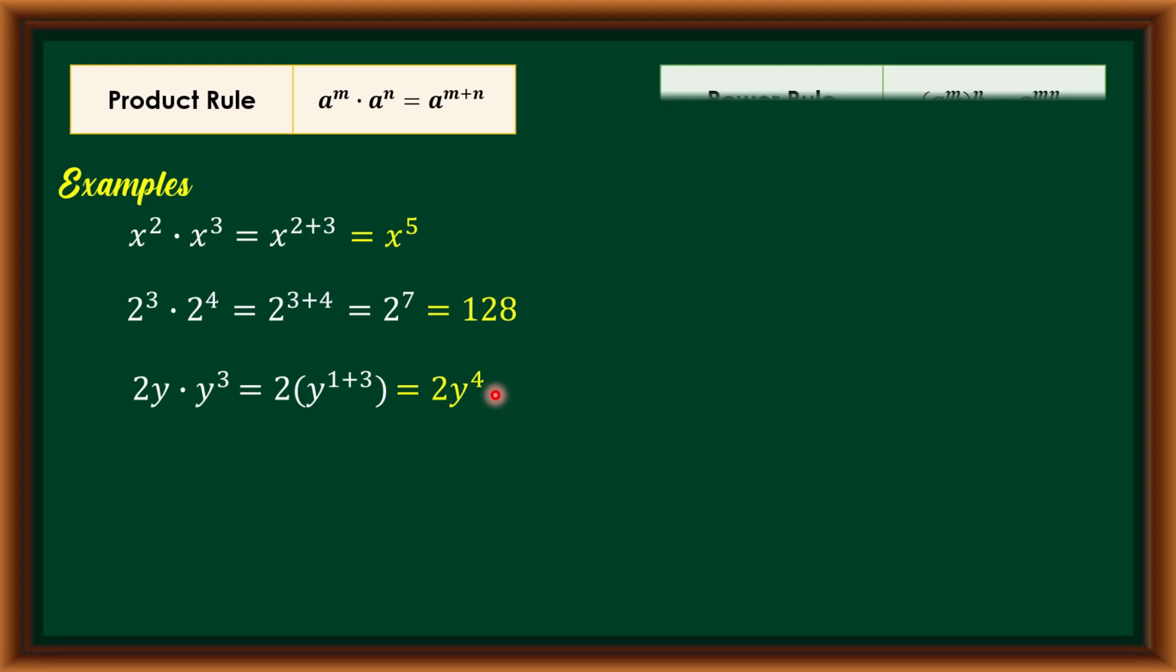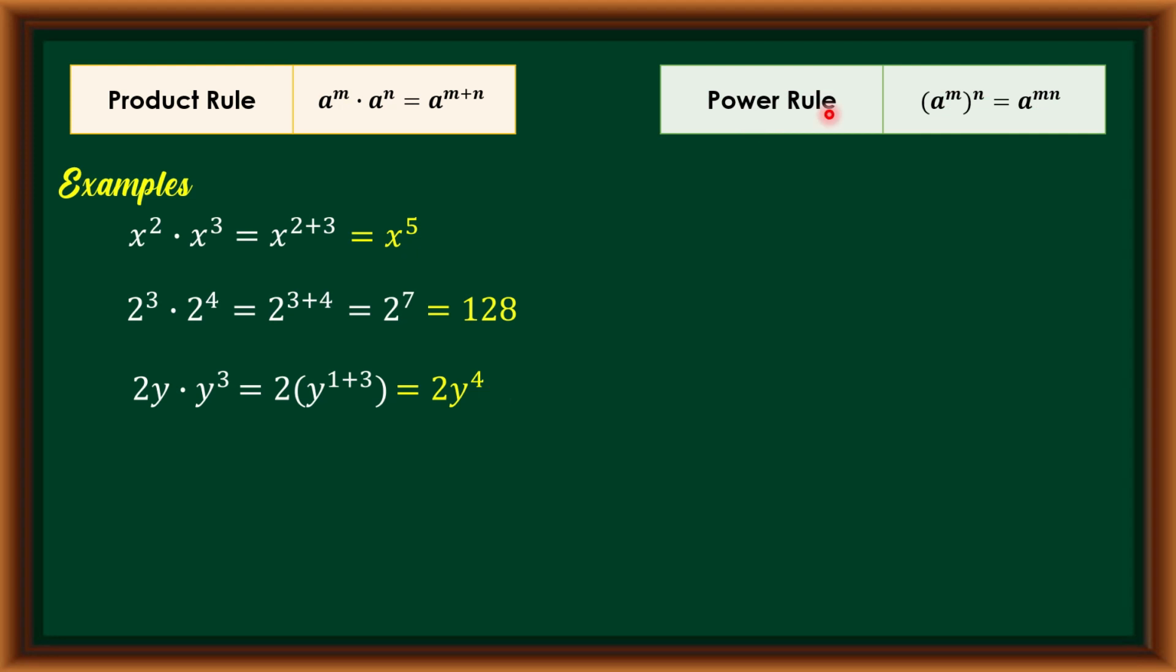So let us move on with the second law, which is the power rule. In the power rule, the expression is written inside the parentheses, with an exponent outside the given parentheses. In order to apply the power rule, we will simply distribute the exponent outside the parentheses to the expressions inside the parentheses. Therefore, from this example, we have quantity A raised to m, raised to n, is equal to A raised to the product of m and n.